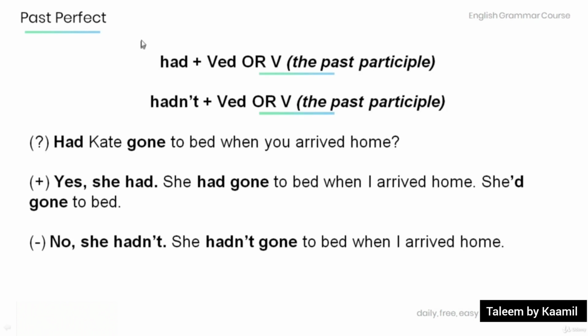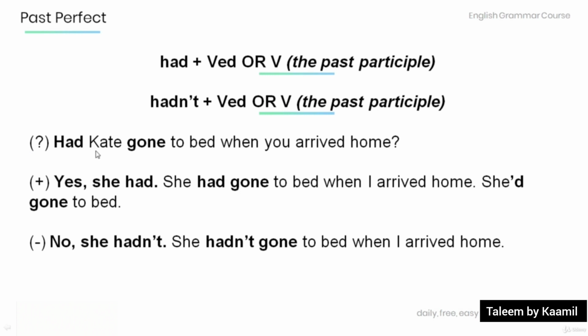Now, to form the past perfect, we use had plus verb-ed, or just a verb. In the negative, hadn't plus verb-ed, or just a verb. Have a look at the examples over here.